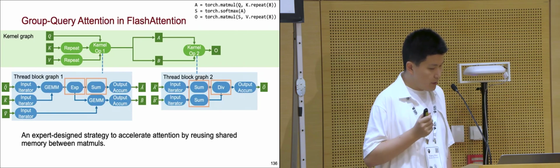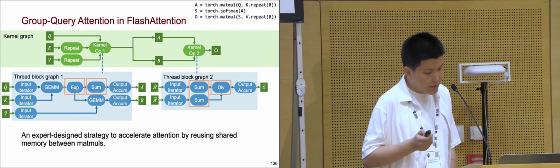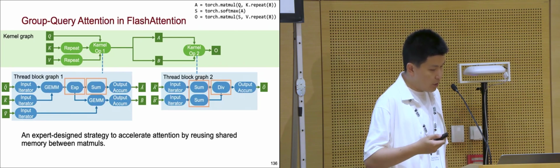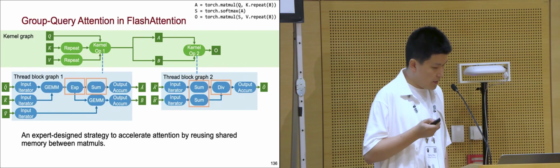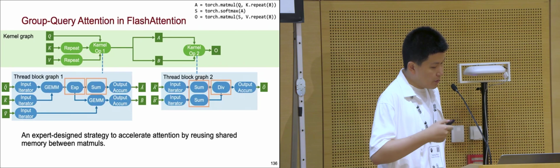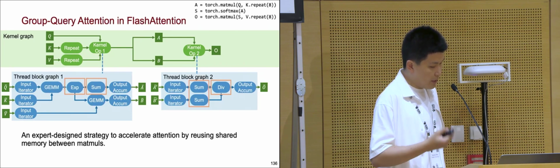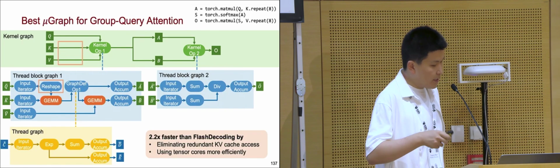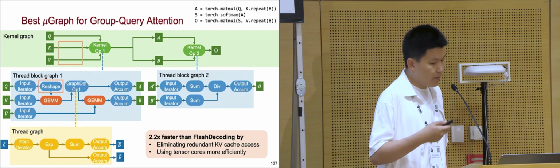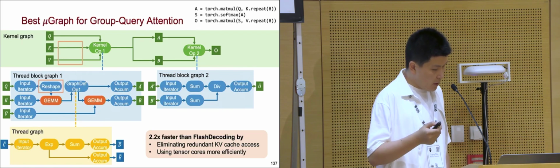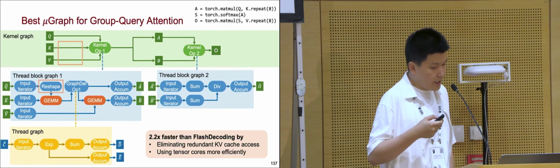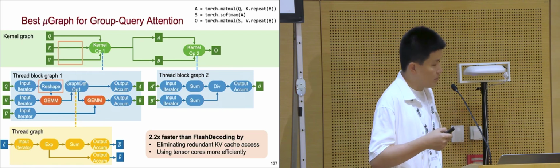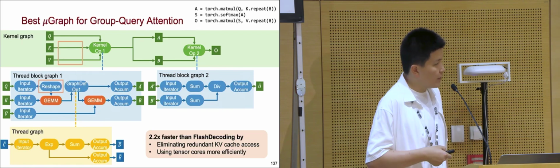So in this figure, we show how group query attention is executed in PyTorch if we only describe it at the PyTorch level without implementing the corresponding GPU optimizations. PyTorch will launch separate GPU kernels for the matmul and softmax execution, and it will also miss many potential GPU optimizations like shared memory reuse and kernel fusion. By using Mirage, we can actually support some existing machine learning system optimizations like Flash attention and Flash decoding.